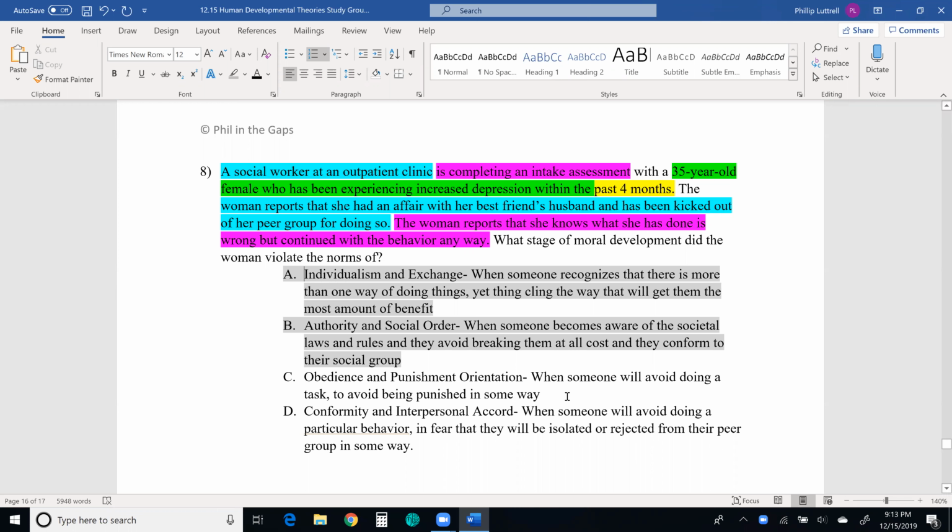So we're going to rule out obedience and punishment orientation because she did a behavior that was pleasurable for her in exchange for some pain in some way, but she knew it would get her kicked out of her peer group, but she did it anyway, and now is depressed based on that. So the correct answer here is conformity and interpersonal accord, because she did not conform to her social group's norms. So she has poor interpersonal relationships now because she was cut out and isolated from her peer groups in some way, shape, or form. So that's how we look at that question in particular, because she continued with the behavior anyway. It was a known choice that she would be isolated from the peer group, but she did it anyhow.